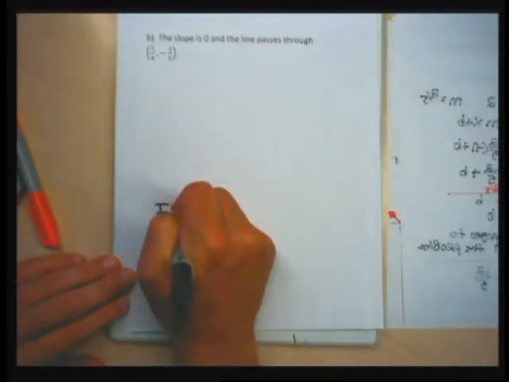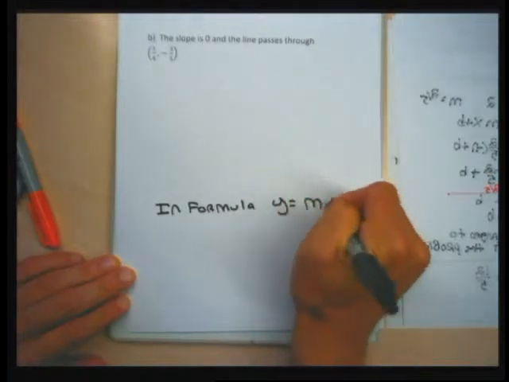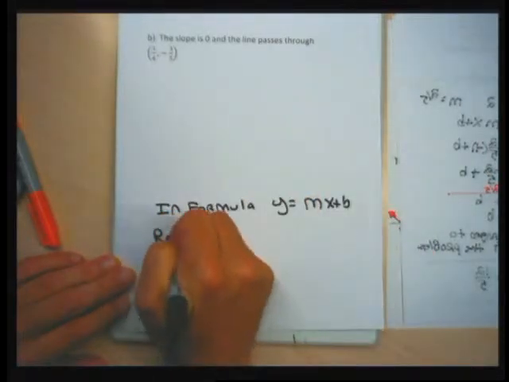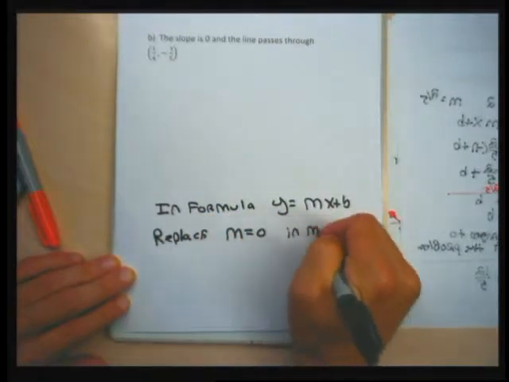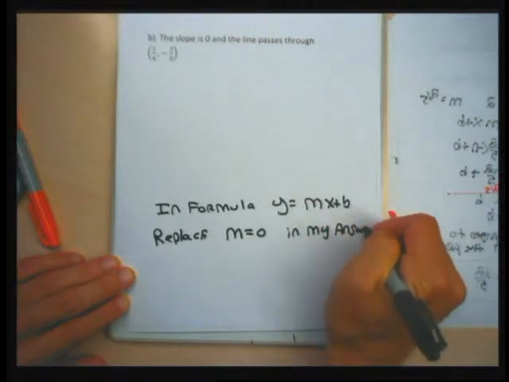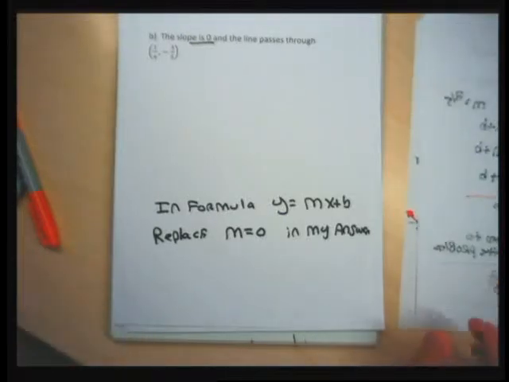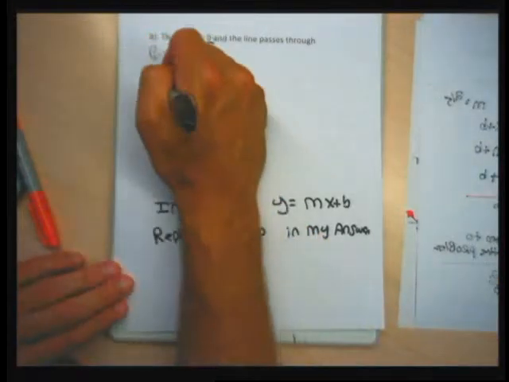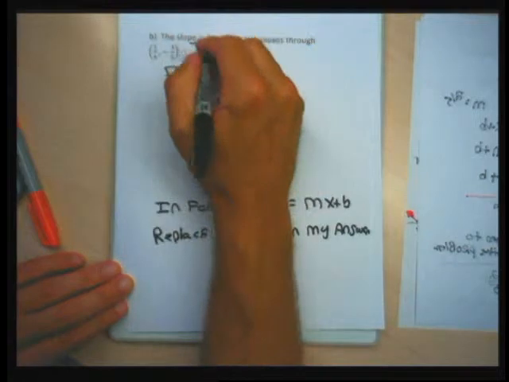Same sort of deal here. I know I'm in the formula y equals mx plus b, I'm going to replace the m equal to 0 in my answer, because I'm told the slope is 0. Now I have to find the b, because it's actually given to me, but it's not. I'll do the algebra anyways. So now I'm going to find the b, because points that don't have 0 as the x, they aren't always b's. They're in fact rarely b's.